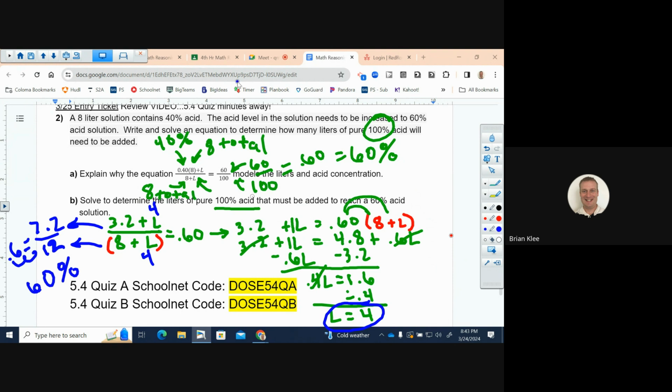So again, go up above in the document, check out the work and reasoning for the dosage problem, and then right here is the concentration problem. Hope this helps. Best of luck on your quiz.